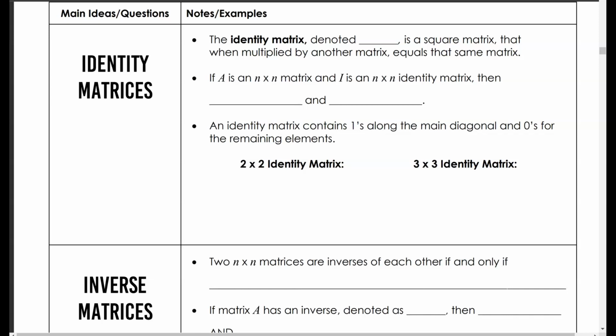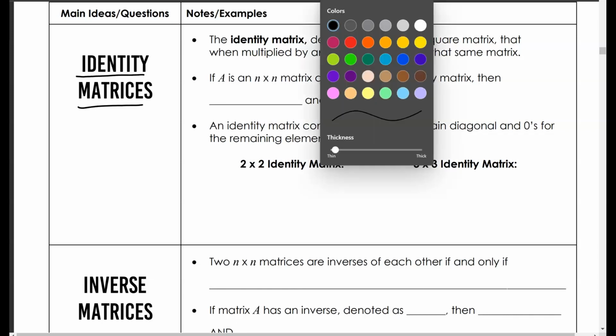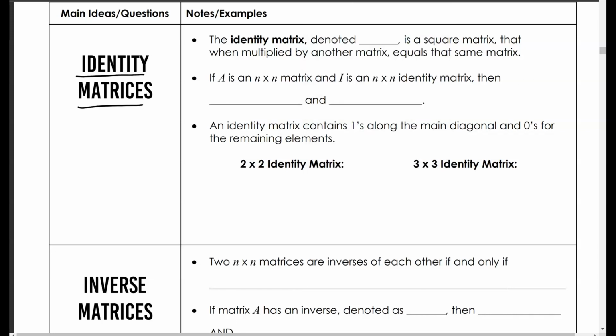All right, let's learn some more terminology associated to matrices. First, we're going to meet the identity matrix. Let's go ahead and change the color here. The identity matrix is denoted by a capital I. It is a square matrix that, when multiplied by any matrix, equals that same matrix.